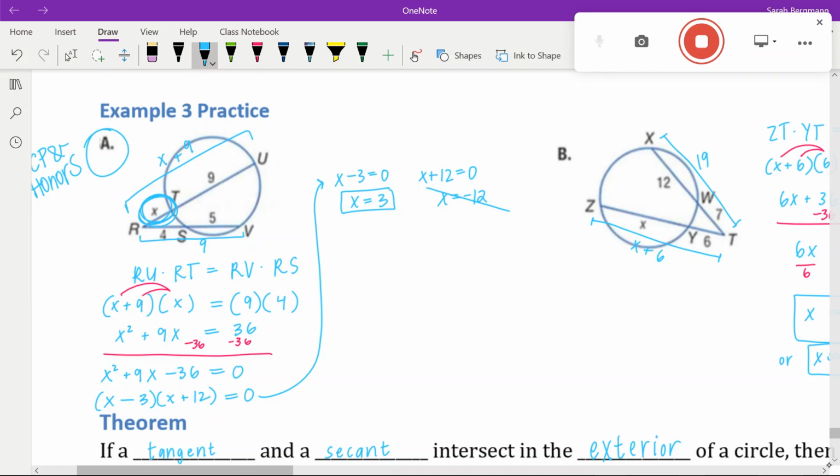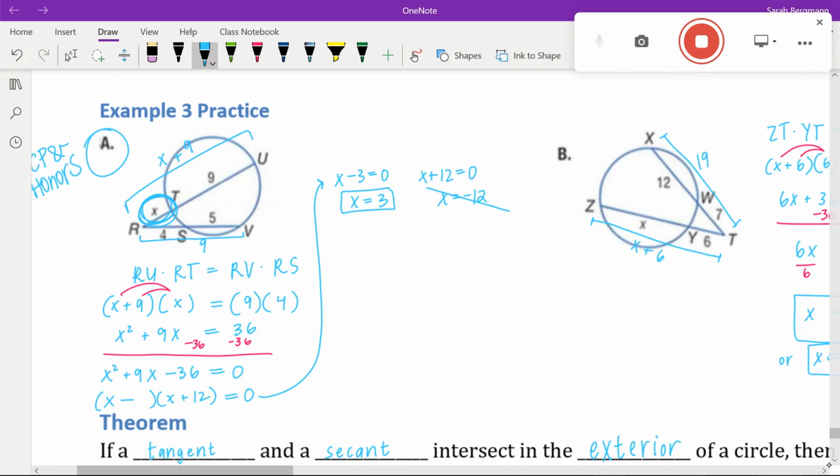To solve an equation when you have x squared, so if you have x squared plus 9x equals 36, the first step is to set it equal to 0. So you subtract 36 on both sides to get it equal to 0. Once you get it equal to 0, now you can think, what two numbers multiply to give me negative 36, but add up to positive 9? Those two numbers would be negative 3 and positive 12. So I can factor it out like that.